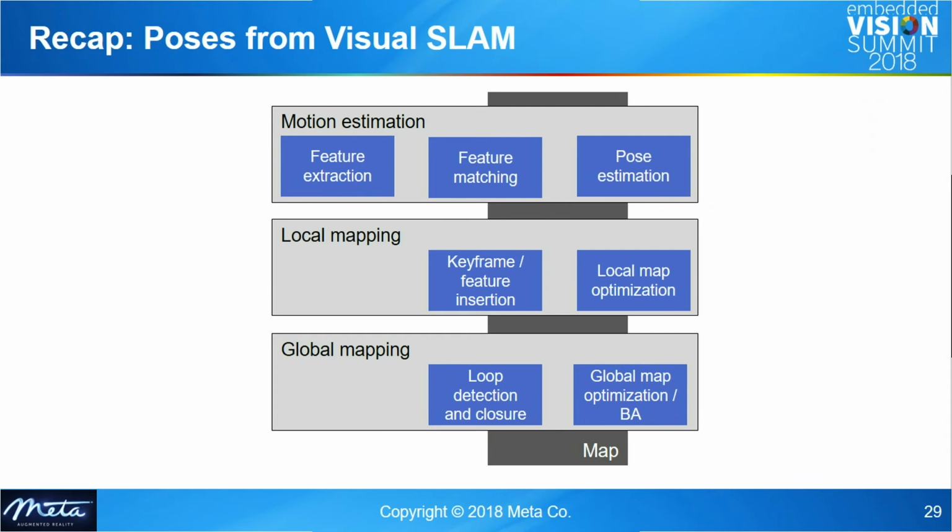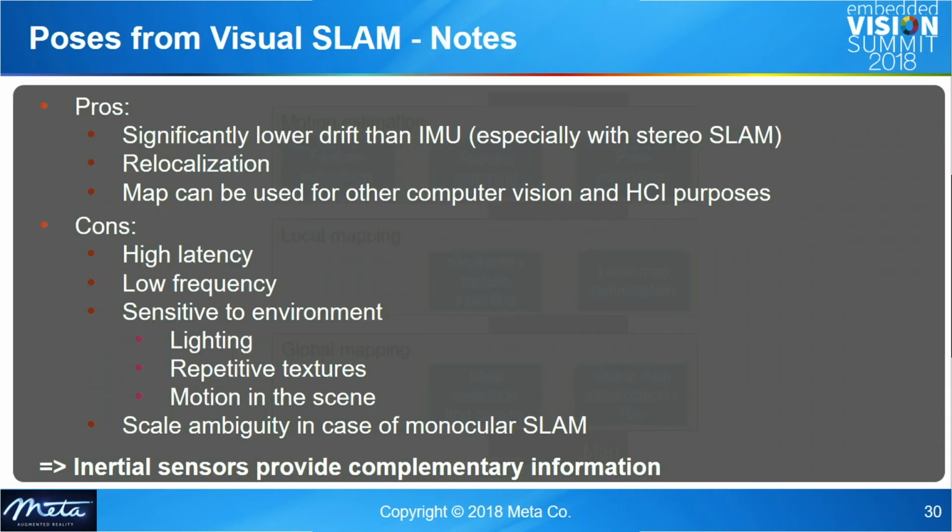So to recap what we just discussed about Visual SLAM. For Visual SLAM, we have three main components: the motion estimation that actually processes the incoming frame and outputs the poses, and then we have separate components that in the background build the map of the real world based on what we have seen. So what are some of the pros and cons of Visual-SLAM?